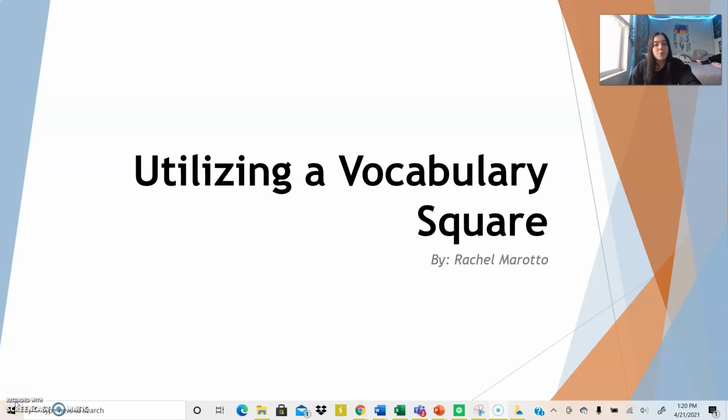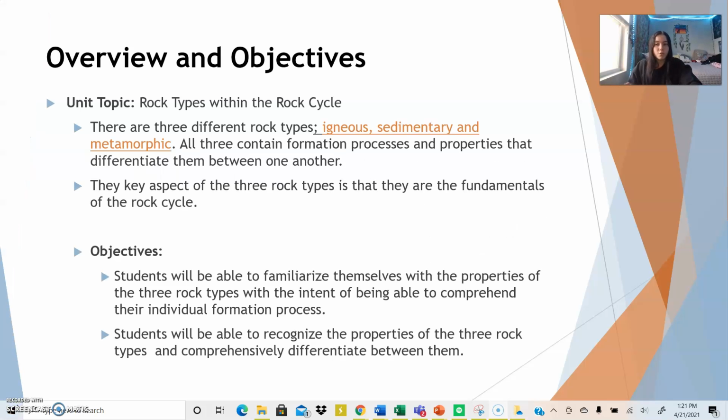Hi, my name is Rachel, and I'm just going to be talking about how I utilize the Vocabulary Square in my mini unit lesson plan and how this would transfer to a classroom setting. So the topic that I chose to do was rock types within the rock cycle, and I'm sure most of you, if not all of you, remember what the rock cycle is.